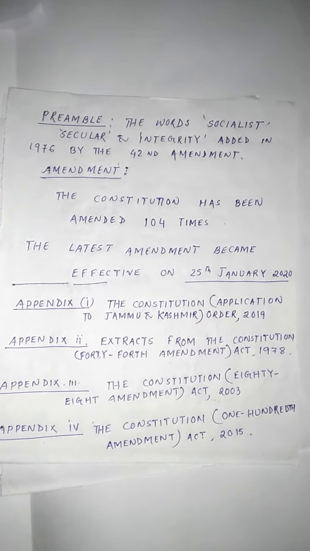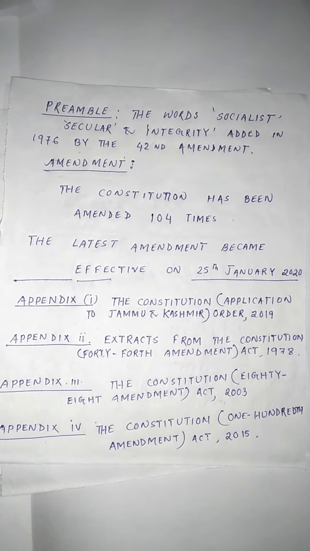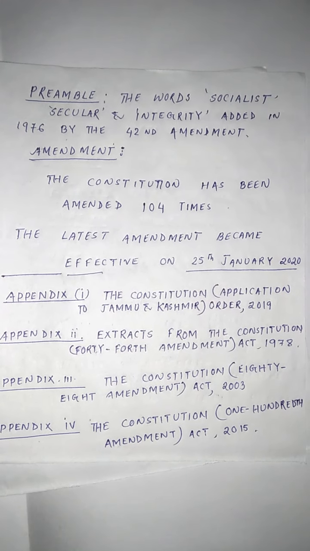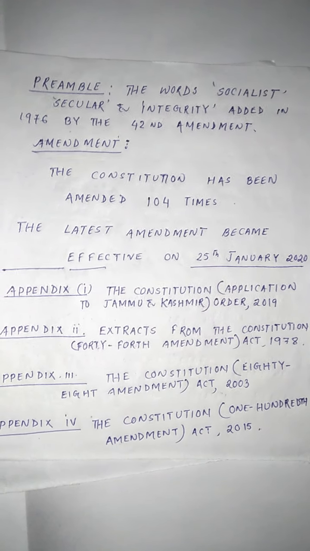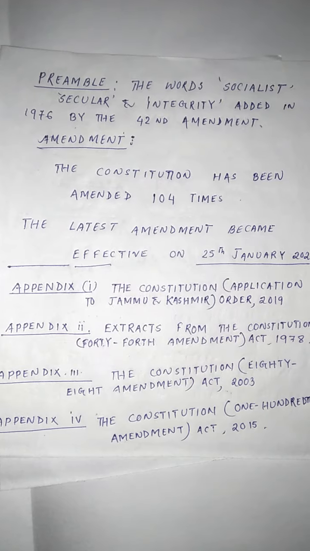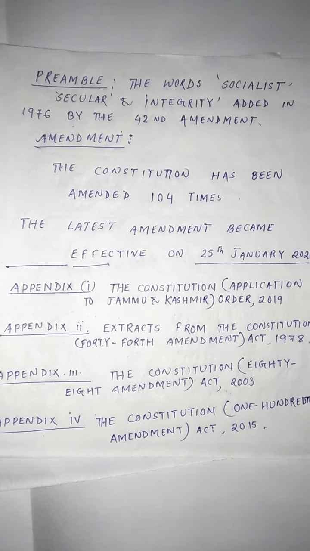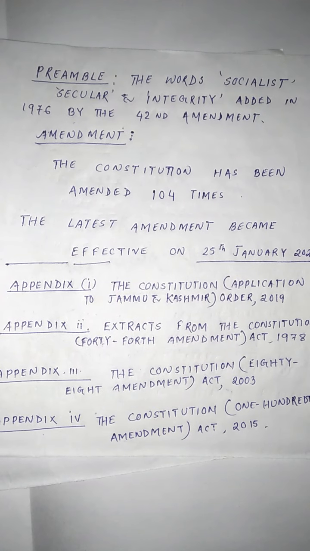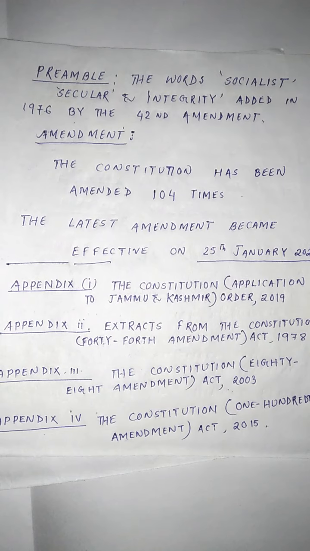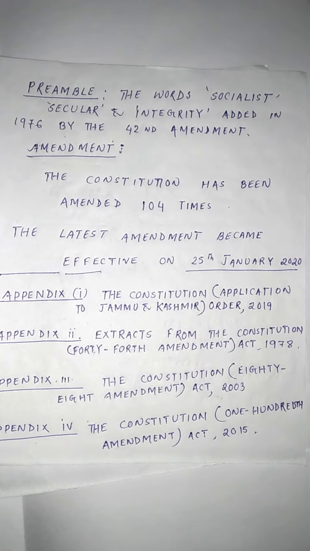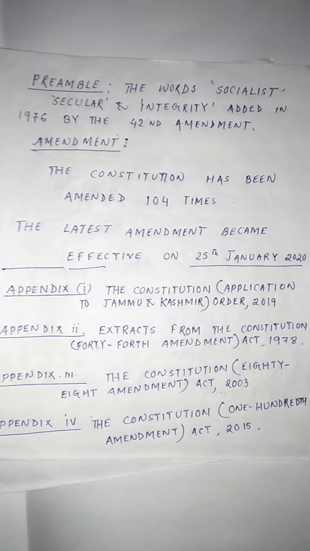And next one is the preamble. That is very important. It's like the introduction copy, like a biodata of the Indian constitution. This is a very important point here. The words socialist, secular, and integrity were added in 1976 by the 42nd amendment to the preamble. That's a very important point. Socialist, secular, integrity added in 1976 by the 42nd amendment.